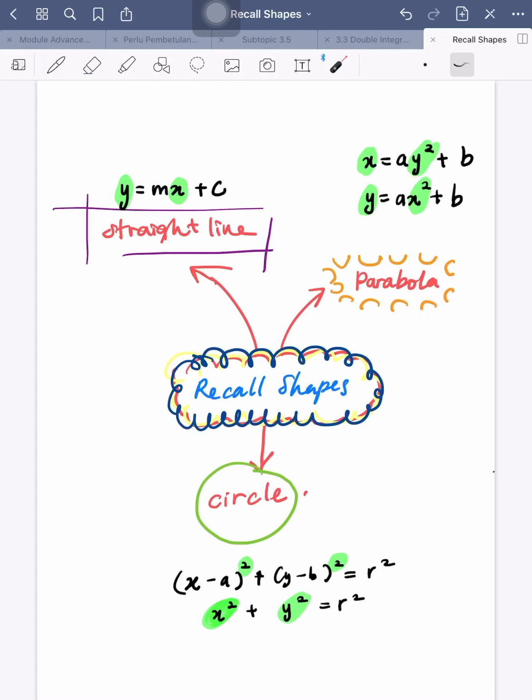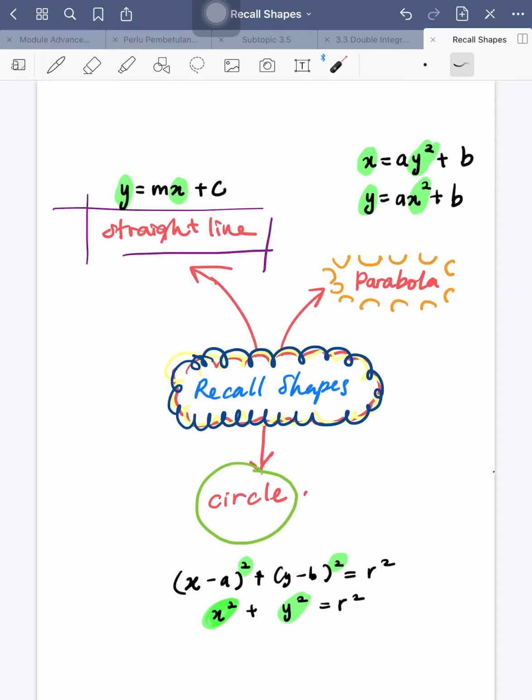Okay, the difference between these three equations is you look at the equation based on the variables x and y. If x and y are power of 1, the equation will give you a straight line. Parabola, if x or y is power of 2 and the other one is power of 1, the equation will give you a parabola. If both have power of 2, the shape will give you a circle.